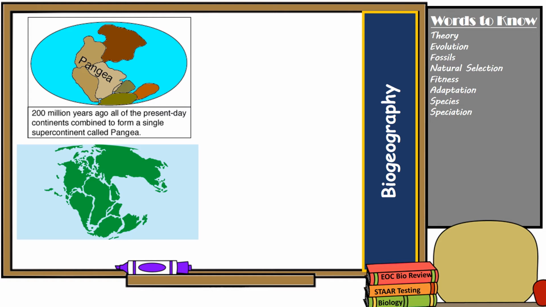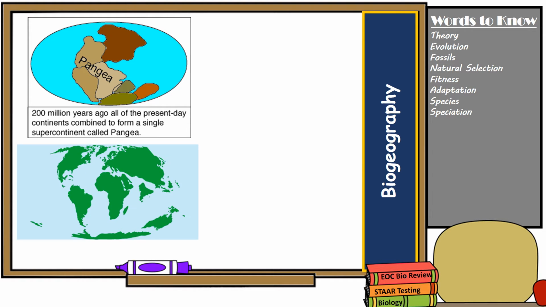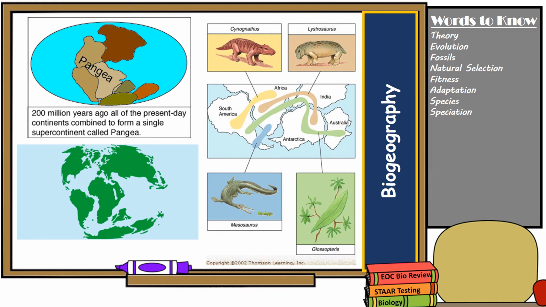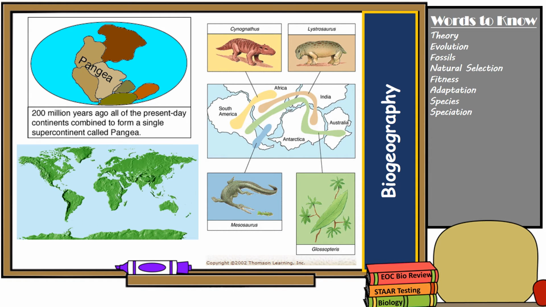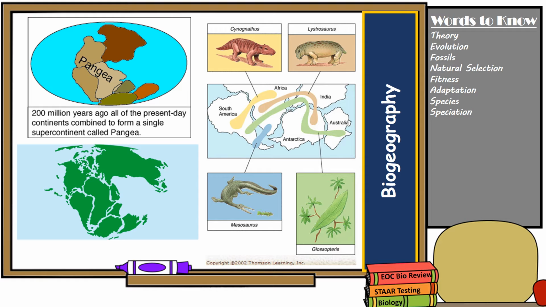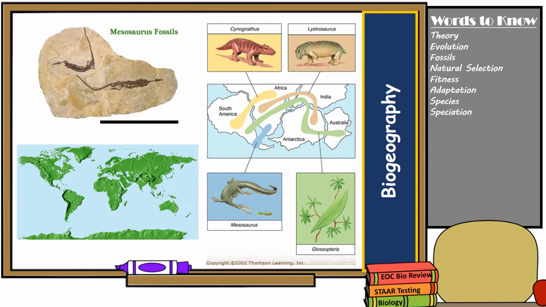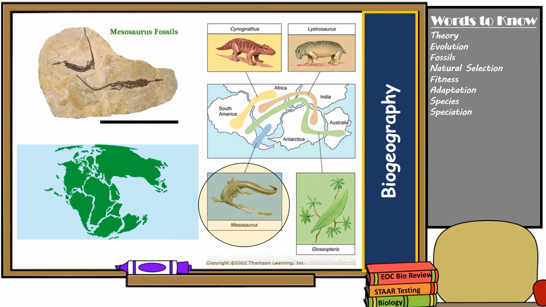Okay, so let's think back to when we first learned about Earth's continents being joined together as a single large landmass called Pangaea. Well, when this landmass split apart, the continents moved to their present locations through the process known as continental drift. Now, the fossil record shows that in addition to changing Earth's surface, continental drift also changed the distribution of Earth's organisms as well.